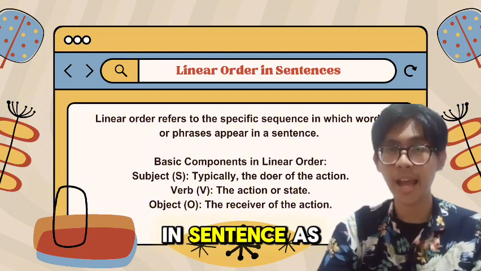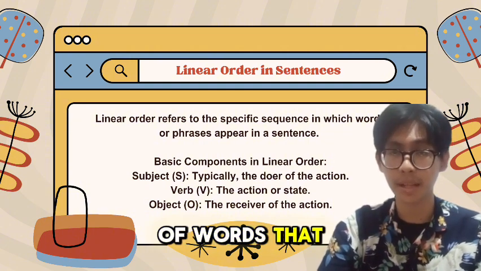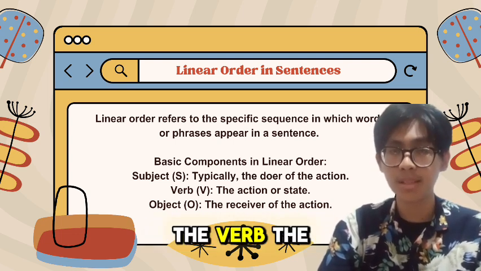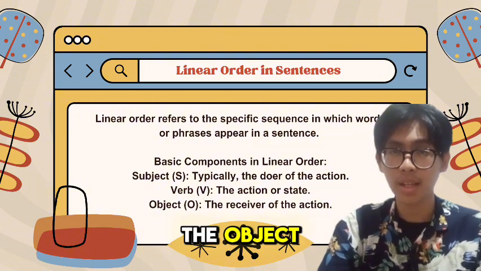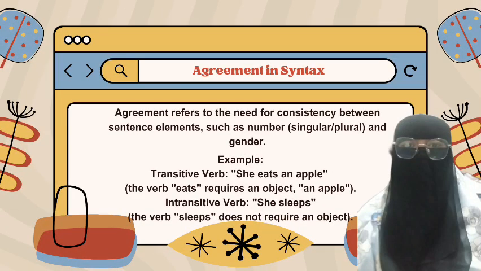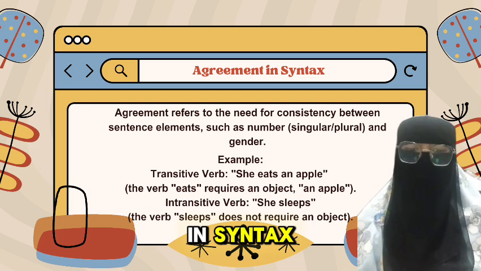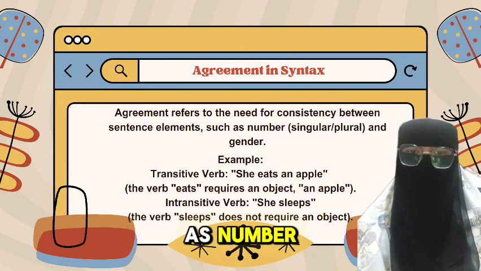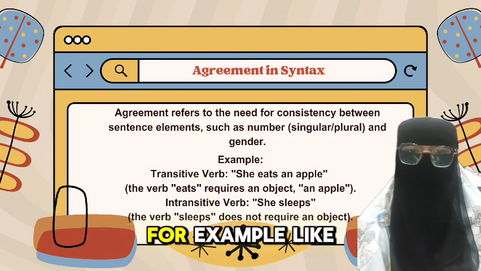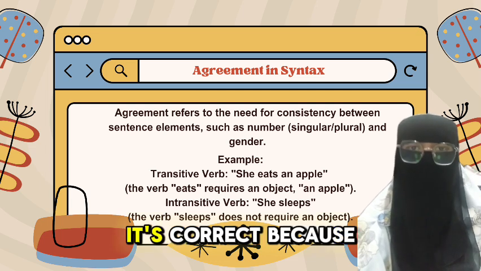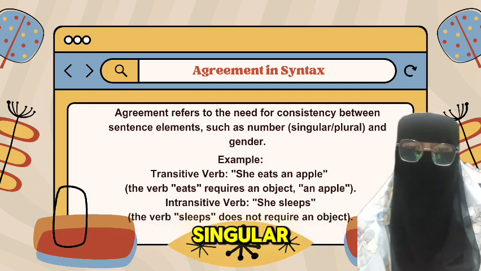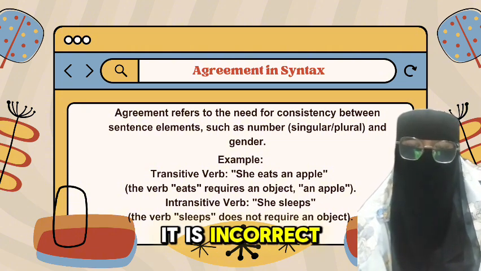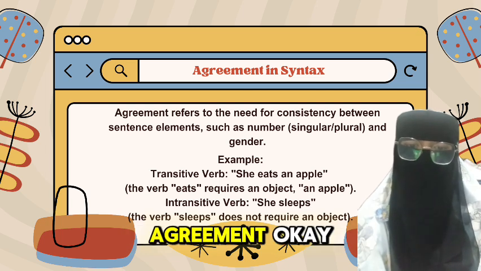Okay, linear order refers to the sequence or rows of words placed in a sentence. The subject is the opening of the sentence, then the verb, the state or an action, and then the object, the receiver of an action. The next one is agreement in syntax. Agreement refers to the need for consistency between sentence elements such as number, singular or plural, and gender. For example, "the boy runs" is correct because the subject is singular and the verb is singular too. But "the boy run" is incorrect because they don't agree in number and gender.